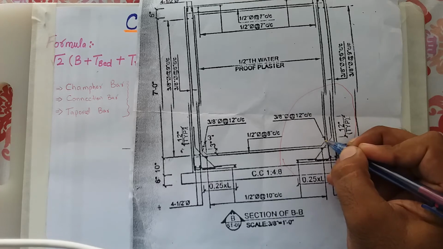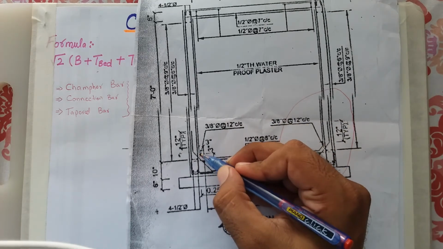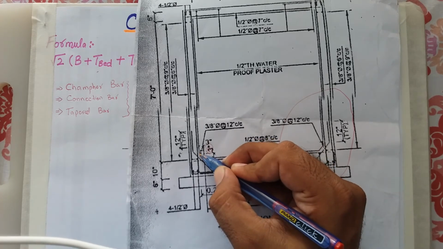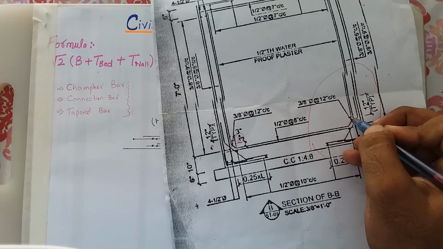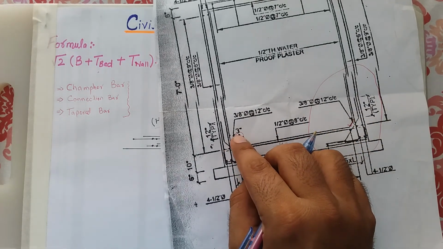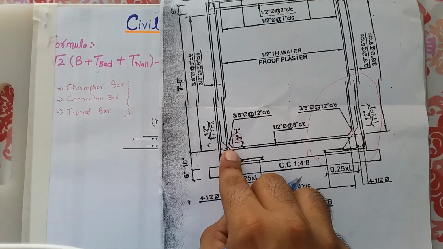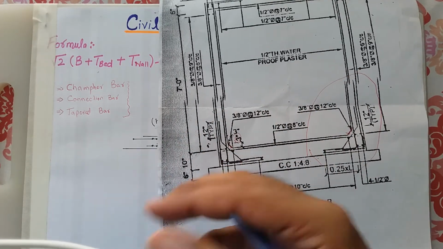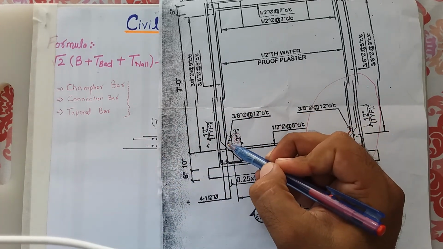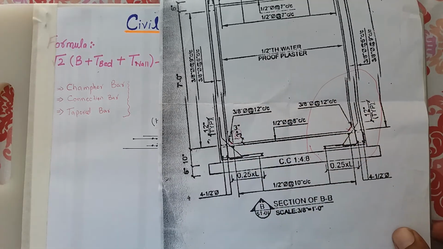This is the haunch given at the bottom of the tank. This is called B, meaning the length of haunch. This is given in the diagram: the length of haunch should be 3 inches. This doesn't mean the length of the haunch bar. The haunch bar length is a different thing that we will calculate by this formula, but the length of haunch is given, meaning this taper or chamfer should be 3 inches. This is called B.